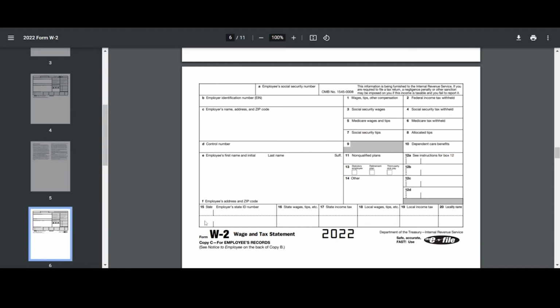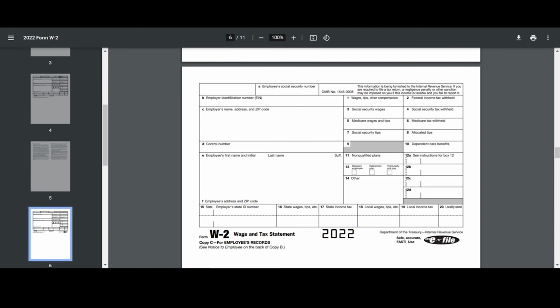And lastly, 15 through 20 is basically the same thing up here, but it refers to your state. So everything up here was for the federal government. And down here, it's just going to be state. And most likely, it's going to mirror what's up here in terms of your wages and tips. And then income tax, local wages, all that stuff is just going to be specific to your state, depending on what they tax and how much they withhold for your family size.